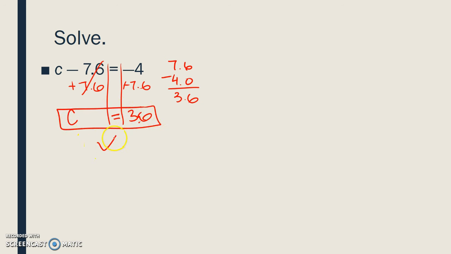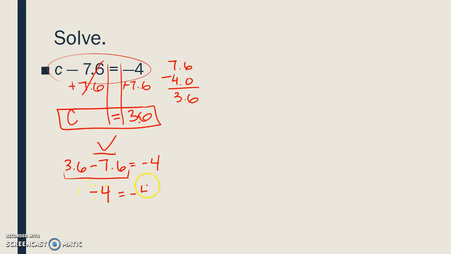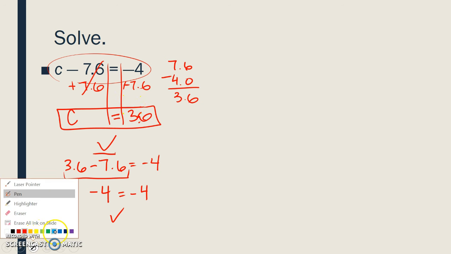Now the way you would check this is go back to that original problem here, and we're going to plug in what we found c to equal. So we said c needs to equal 3.6. So we're going to plug that in, 3.6, and then copy down the rest of the problem. Minus 7.6 equals -4. And then we actually have to do that left side. So 3.6 minus 7.6. That should be a -4. And since -4 does equal -4, we know we are correct there. So that's how your check step is. It's just plugging in what you found your variable to be, making sure it actually makes the equation true.